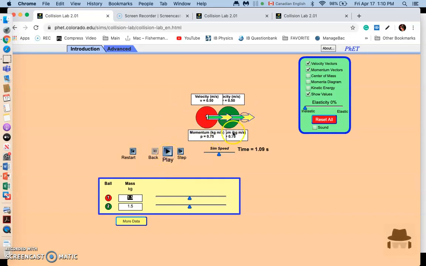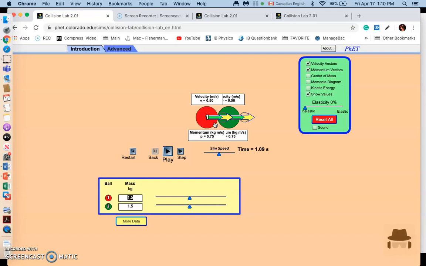Now, if I let them collide or hit each other, look what happened. Both of them moved as one body. They stuck together and moved as one body. This is what we call inelastic collision, when they move after the collision as one object, one mass.